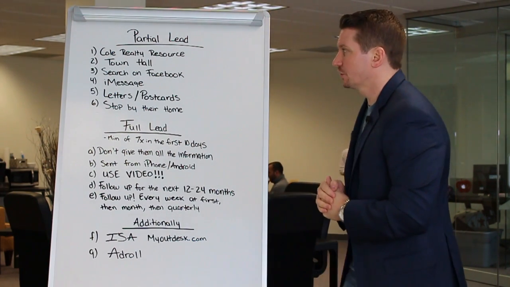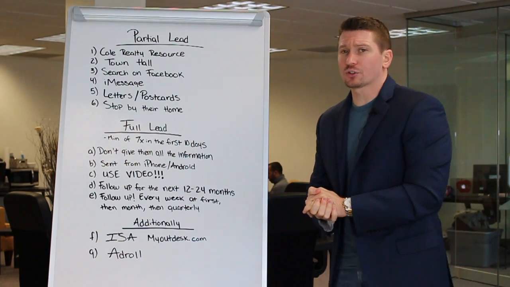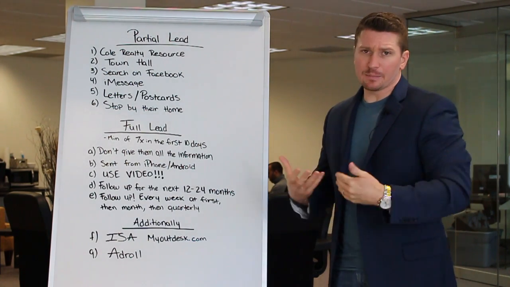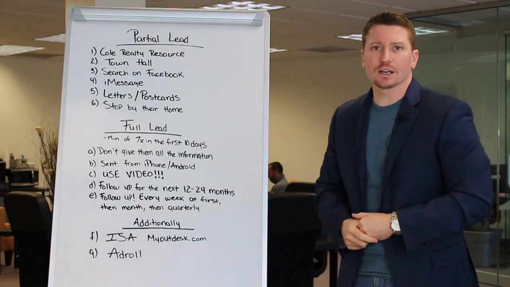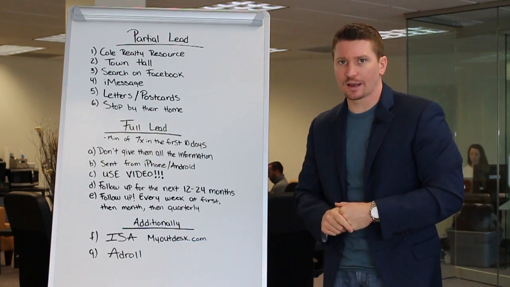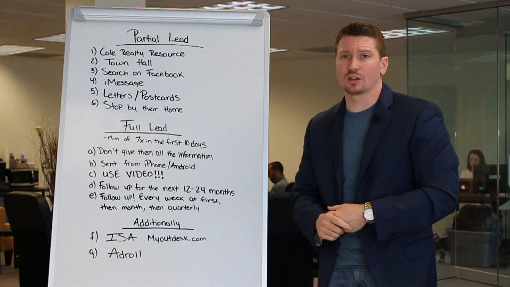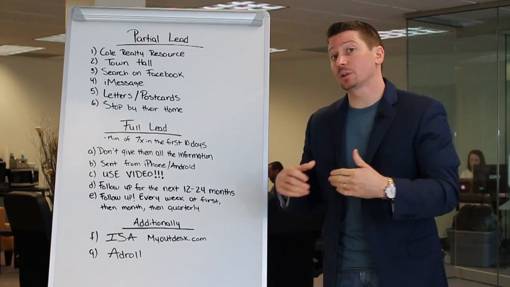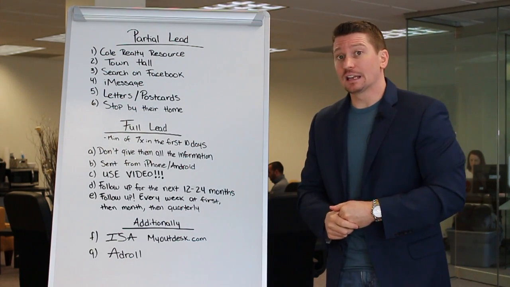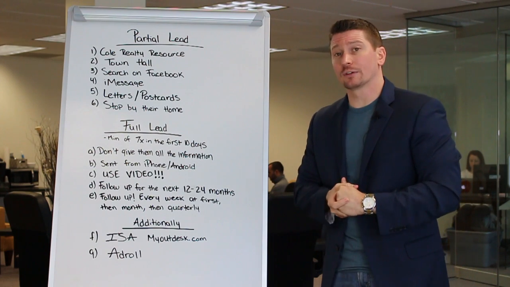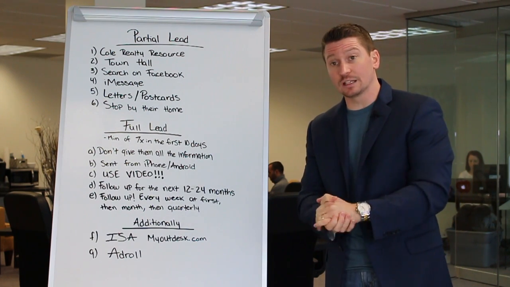So someone just puts in an address. One way you can take that partial lead and turn it into a full lead, getting more information, is to use a company like Cole Realty Resource. If you go to colerealtyresource.com/Jared James, that's a place where you can plug in somebody's address, and it will give you the rest of their information. It'll turn them into a full lead, which is really cool.